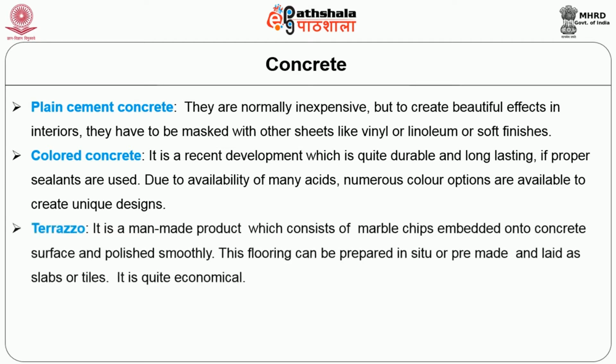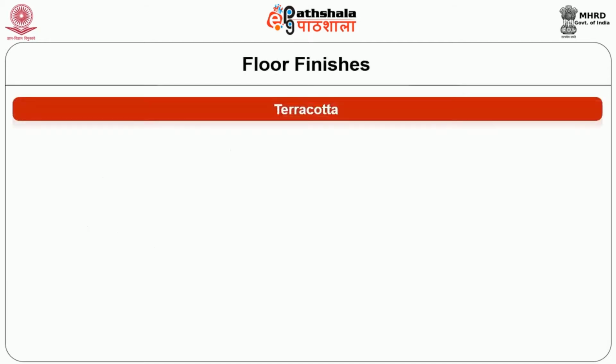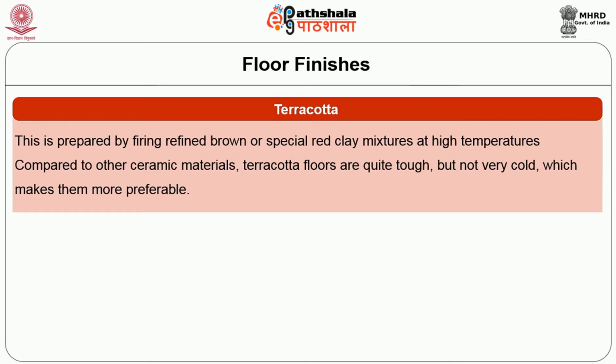Terrazzo is a man-made product which consists of marble chips embedded onto a concrete surface and polished smoothly. This flooring can be prepared in situ or pre-made and laid as slabs or tiles. It is quite economical. Terracotta. This is prepared by firing refined brown or special red clay mixtures at high temperatures. Compared to other ceramic materials, terracotta floors are quite tough but not very cold, which makes them more preferable.